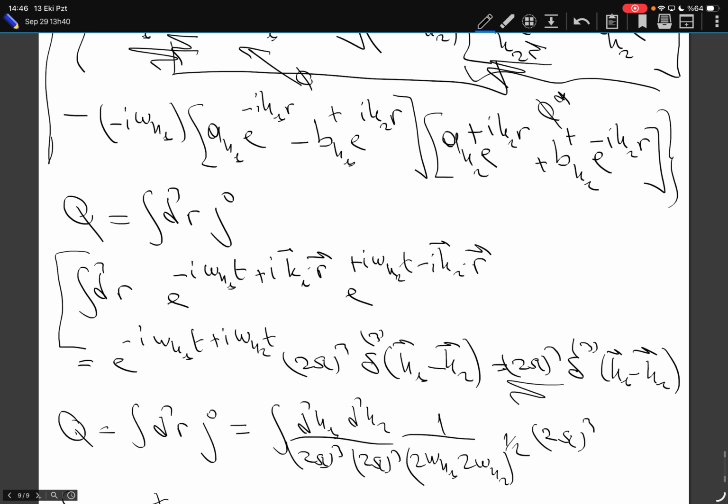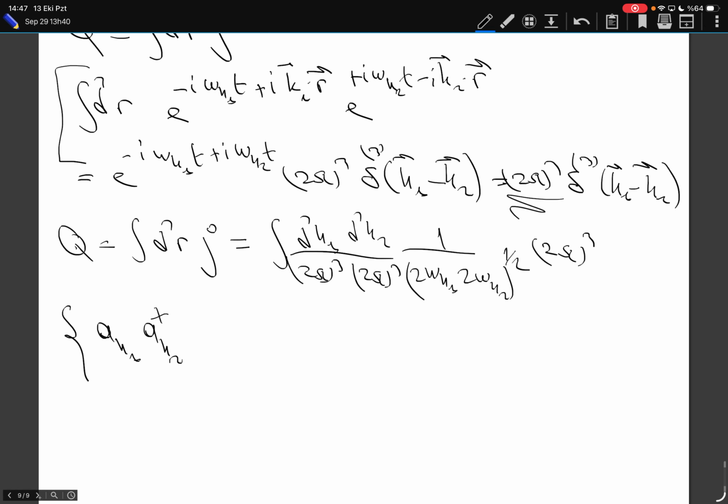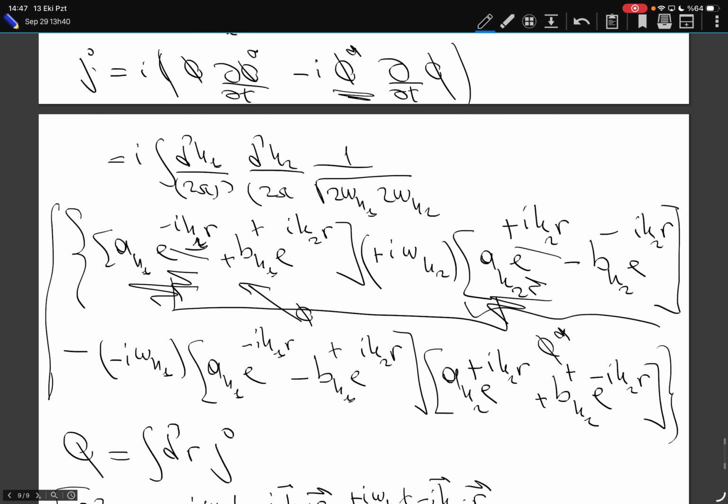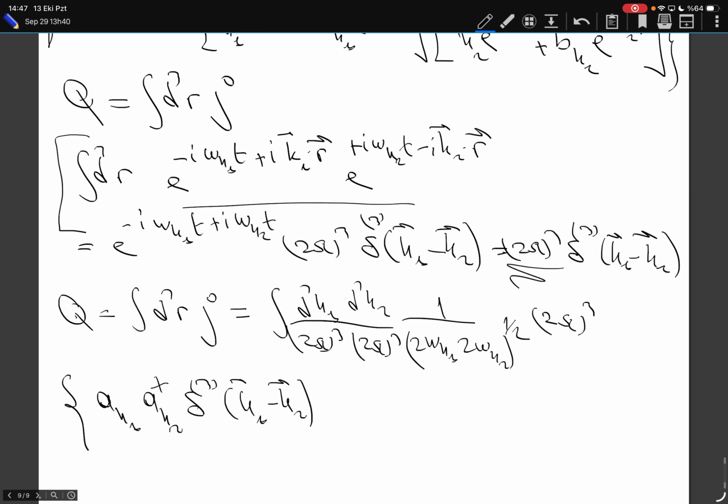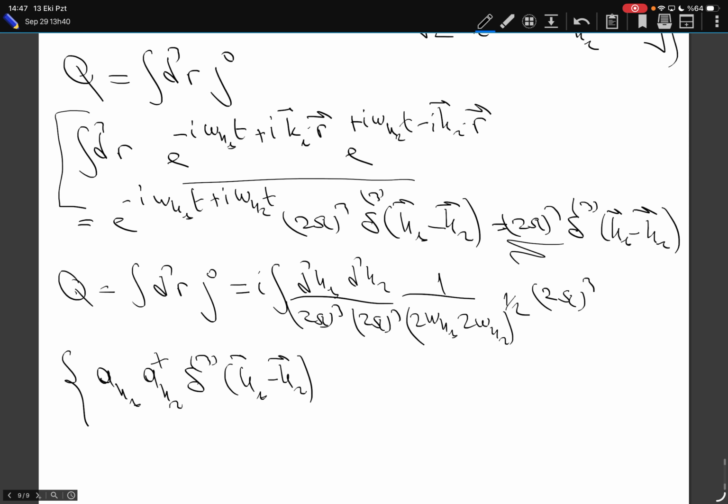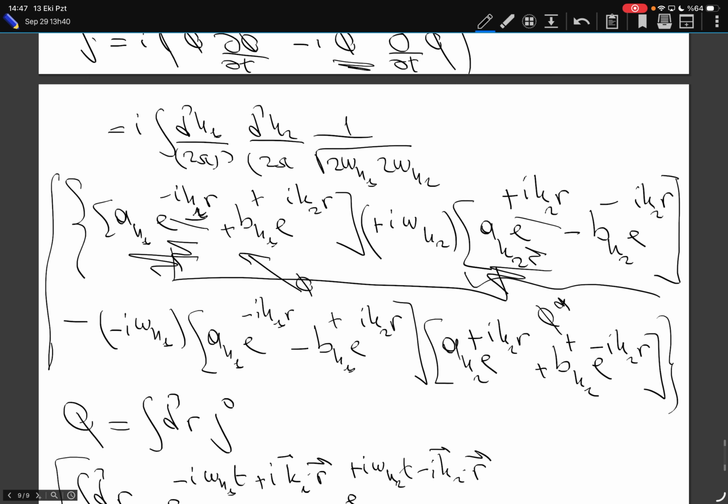It is exactly this result. So I just have a Dirac delta. It's exactly equal to this integral. I have a Dirac delta k1 minus k2. Now, this term is what I obtained from the product of these first two terms in that square parentheses.